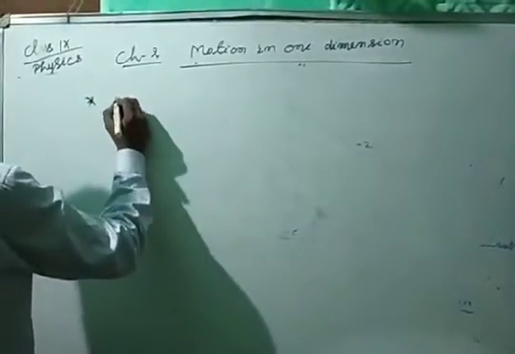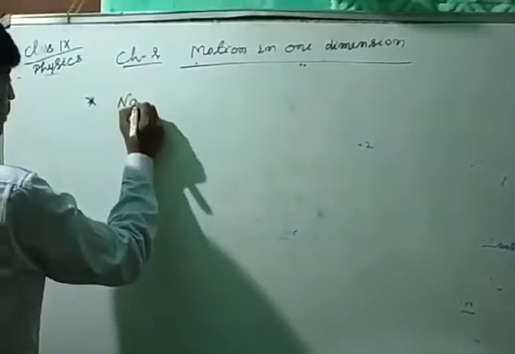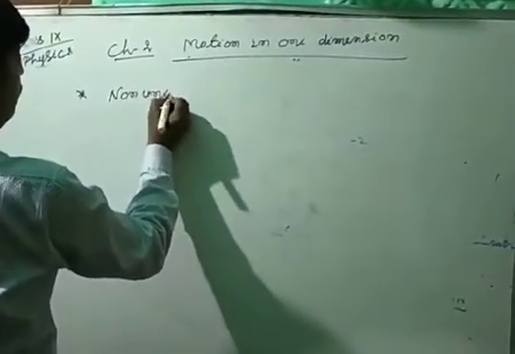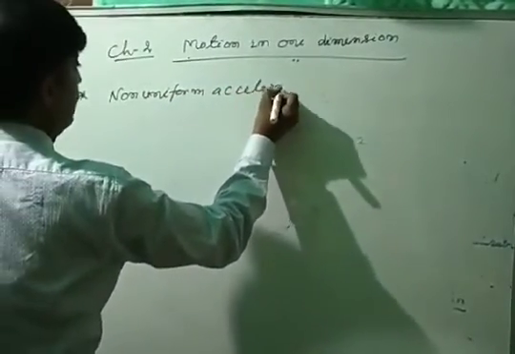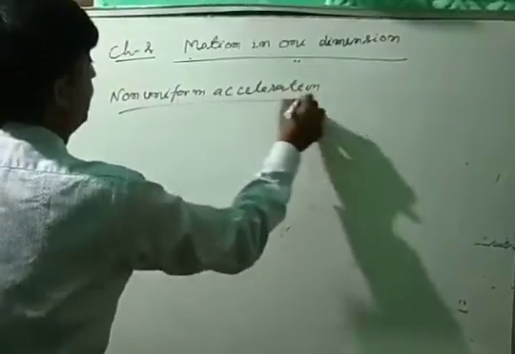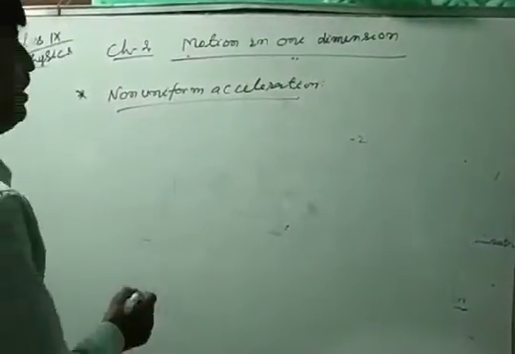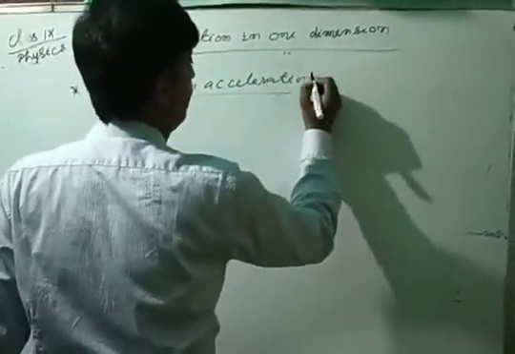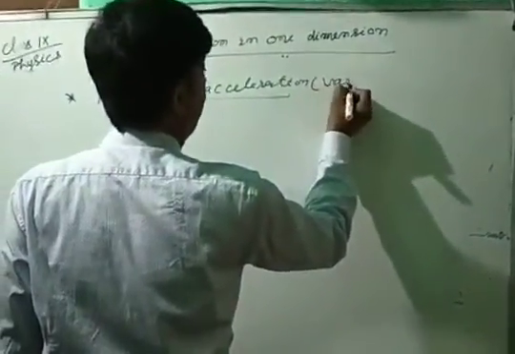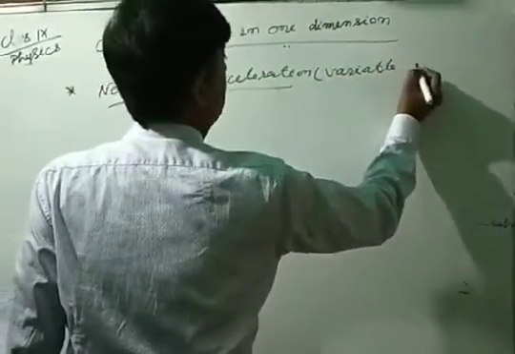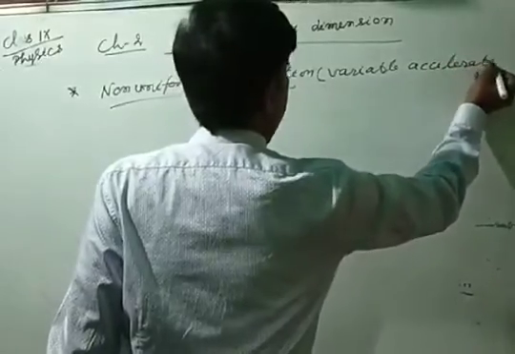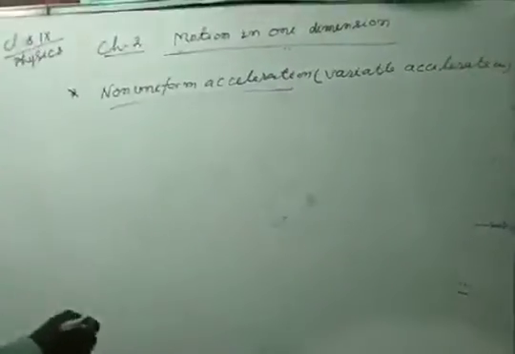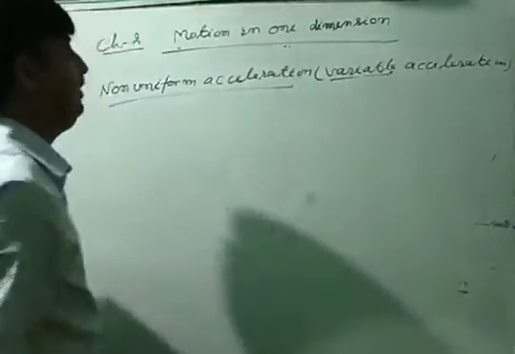The second type is non-uniform acceleration. Non-uniform acceleration is also called variable acceleration. So what is the meaning of variable? Variable means changing.